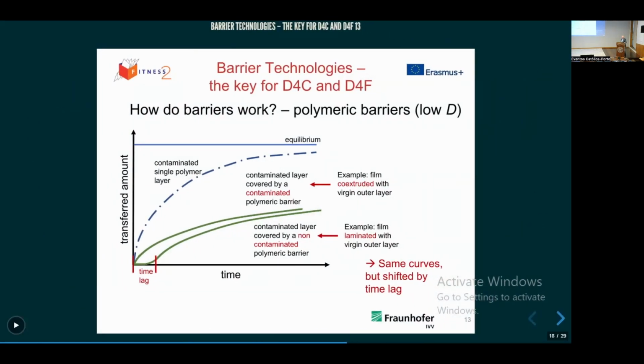Okay, how does a functional barrier work? Very simplified. So this is a contaminated polymer layer, and this is the amount of substance that goes out of it over time. In the end, you will reach an equilibrium between the material and the food, which is given by the so-called partitioning coefficient. Well, what happens if you cover the contaminated single polymer layer with another polymer that has a lower diffusion coefficient?